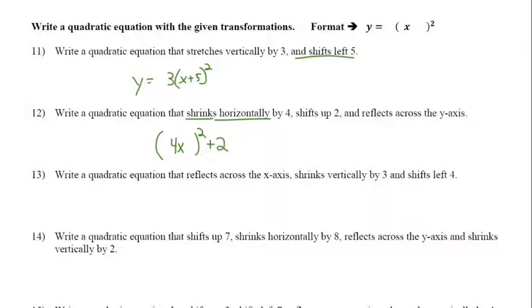And then it reflects across the y. To reflect across the y, that's an x thing. So that goes on the inside. All right. So that's y equals negative 4x squared plus 2.